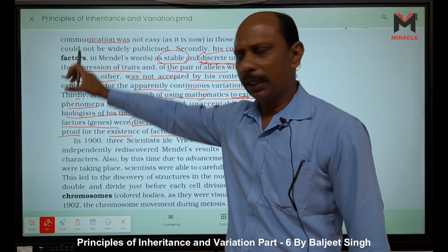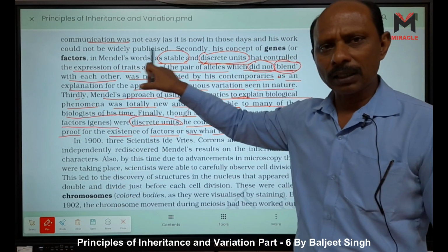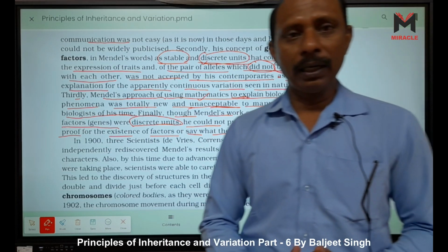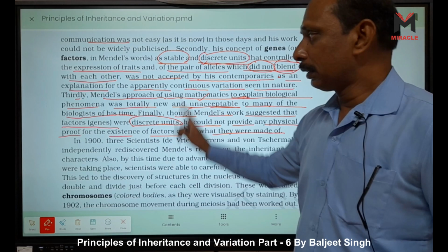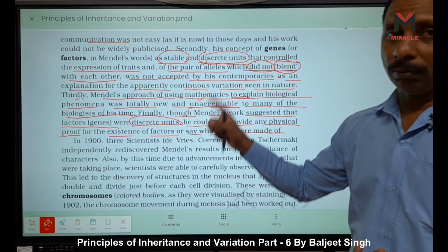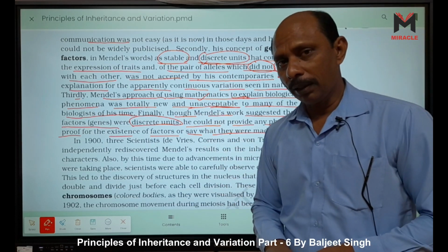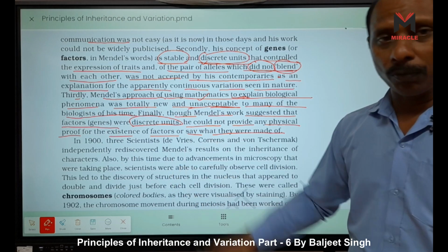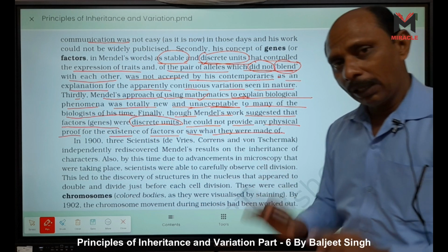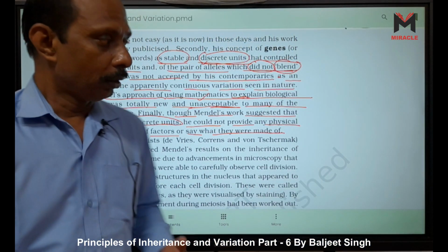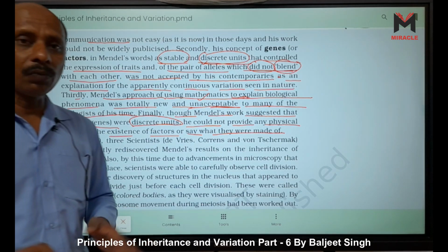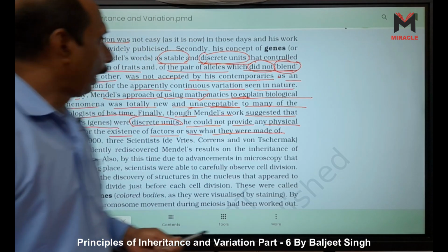First, communication gap. Second, he said factors are stable and discrete units which never blend with each other. That was unacceptable at that time. Third, he used mathematics in biology. It was totally unacceptable at that time. Fourth, he did not give any physical proof for the existence of these factors or genes, or tell them what they were made up of. These are the reasons why Mendel failed at that time, right?